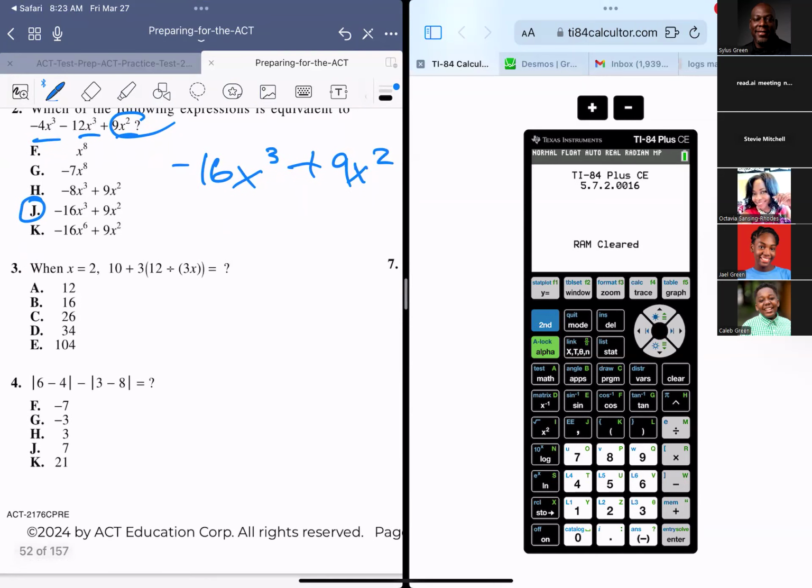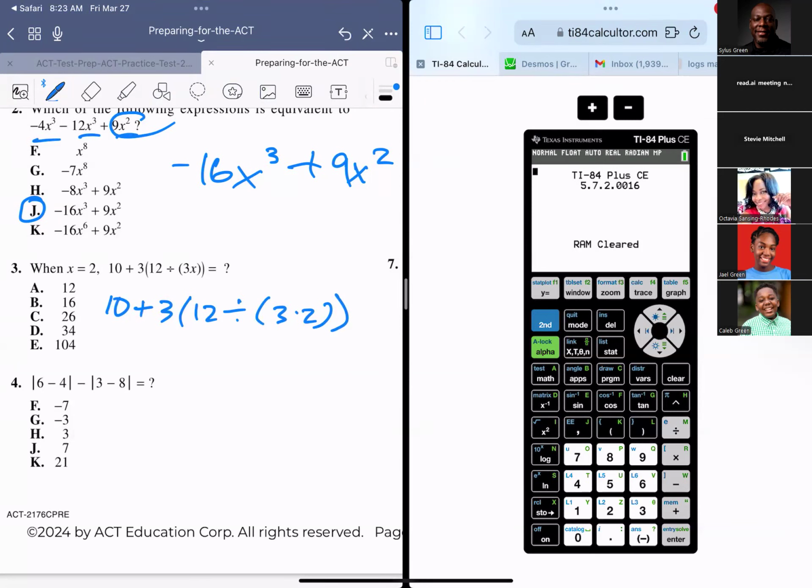Number 3. When x equals 2, 10 plus 3 times 12 divided by 3x equals what? This one, you can use a calculator. You don't have to, but just to make sure you don't make a mistake. But first, let's plug in x. So it says x equals 2. So wherever you see x, you're going to plug in 2. So 10 plus 3 times 12 divided by 3 times 2. Because remember, 3x means 3 times x. So to plug in x, you would do 3 times 2.